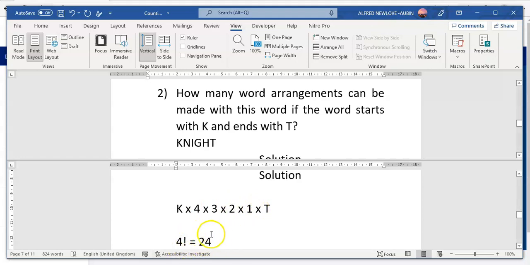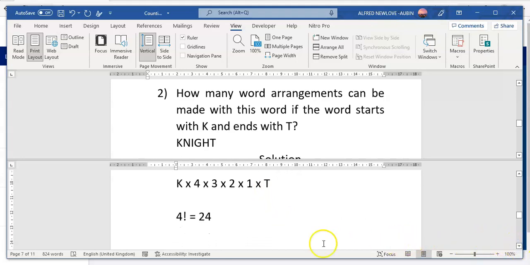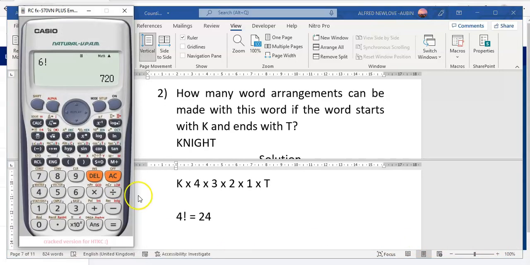When you have this, it's going to be 4 factorial. Why? Because this is definitely going to be 1. There's only one K, so it's going to be 1. And this is also going to be what? T. Alright. Okay. Then, if you press this on the calculator, we are going to have our 4 factorial. So 4 factorial is going to be 24.